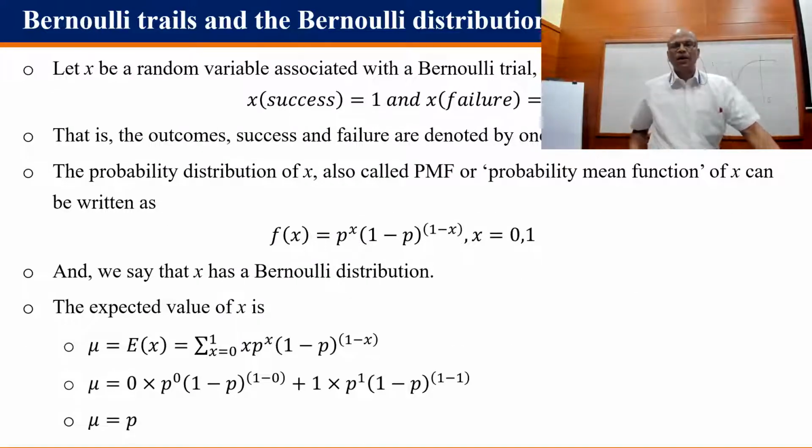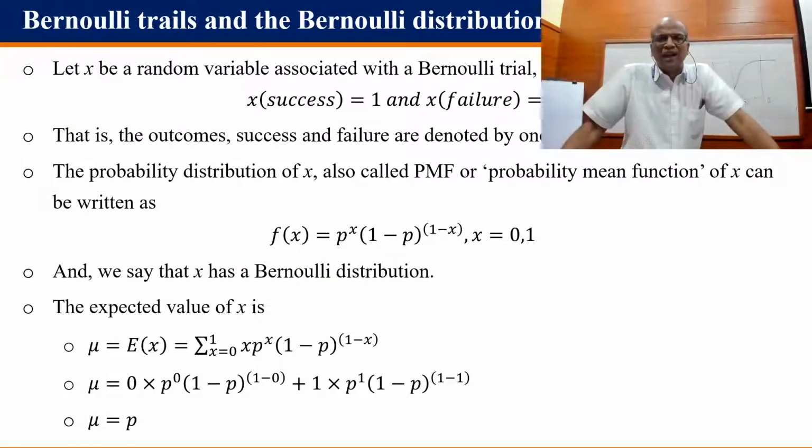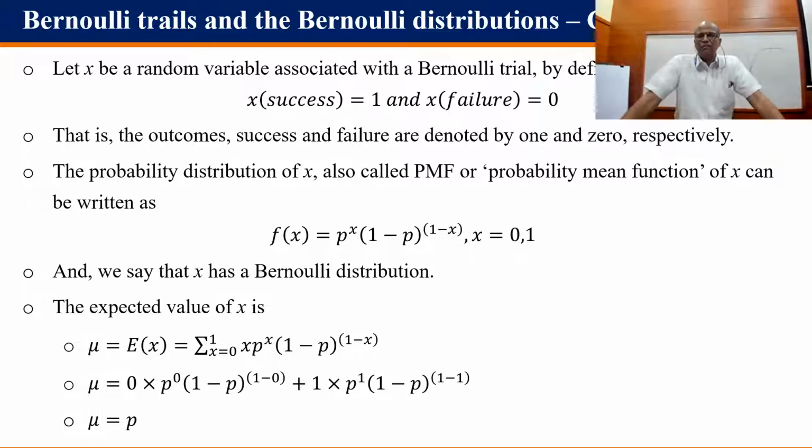Okay. Now, let X be a random variable associated with the Bernoulli trial by defining it as follows. X of success equals 1 and X of failure equals 0. I come again, X of success equals 1, X of failure equals 0. That is, the outcomes success and failure are denoted by 1 and 0. The probability distribution of X, also called the probability mass function, f of x, can be written as.